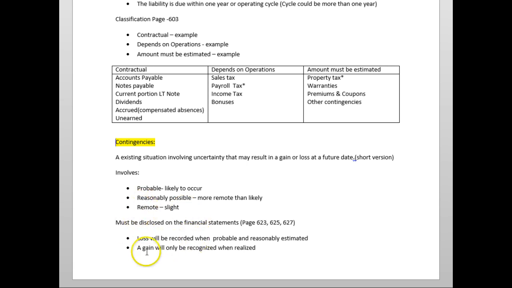So if you have a loss, or there's a high probability you're going to have a loss, you're going to record it on the books as long as it's reasonably estimated, or you can estimate a value for it. Otherwise, it's going to be mentioned in the disclosures strongly. A gain will only be recognized when it is realized. So the gain has a lot less importance in this case, I guess, as far as disclosures. You always want to make sure that you show the disclosures.